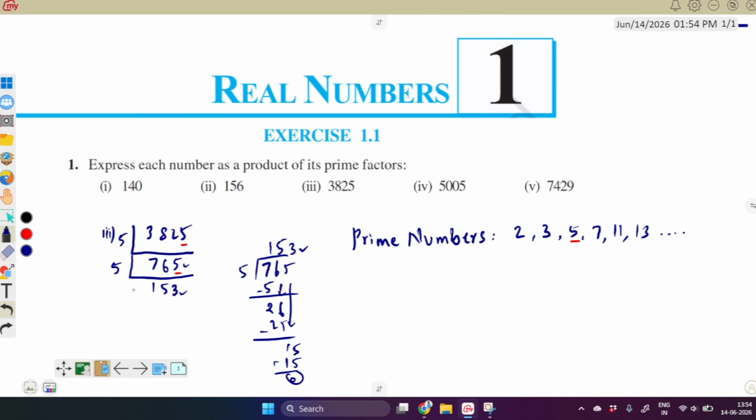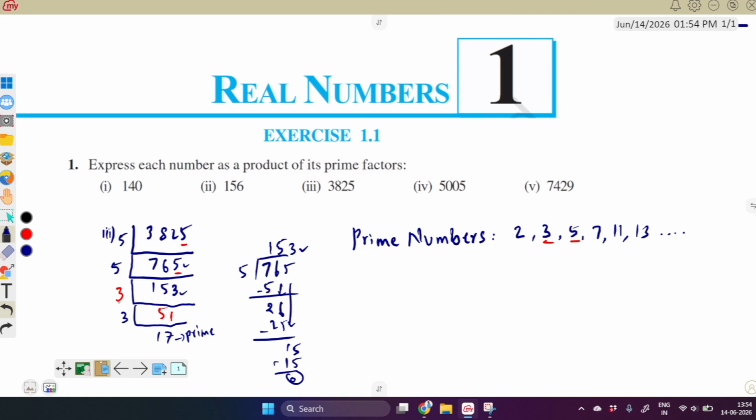So we got 153 now. Again, see 15 and 3 is divisible by 3, so we will go with the 3 table this time. So 3 5s are 15, 3 1s are 3. Now again 51 will be divided by 3 because 5 plus 1 is 6, right? So 6 is divisible by 3. So 3 17s are 51. Now 17 is a prime number, so we are going to stop here.